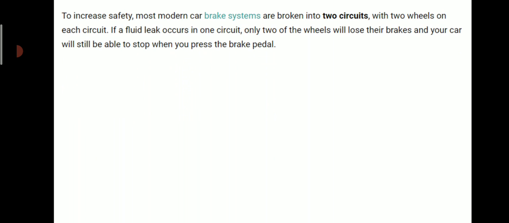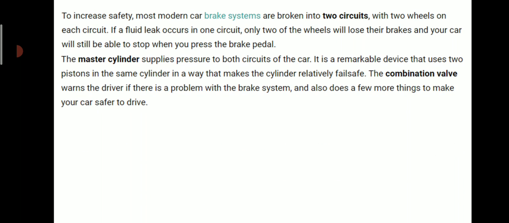To increase safety, most modern car brake systems are broken into two circuits with two wheels on each circuit. If a fluid leak occurs in one circuit, only two of the wheels will lose their brakes and your car will still be able to stop when you press the brake pedal. So in such a situation, this type of master cylinder is used with two wheels on each circuit, meaning it has two hydraulic circuits. The master cylinder supplies pressure to both the circuits of the car.